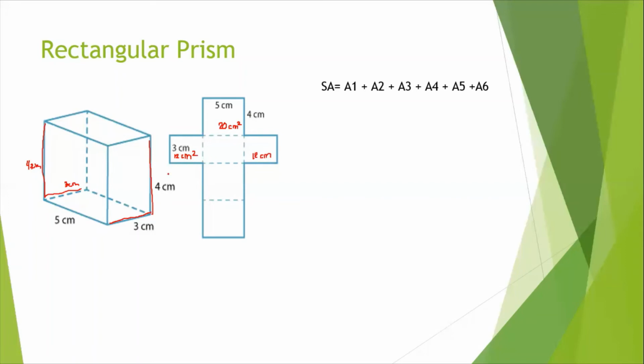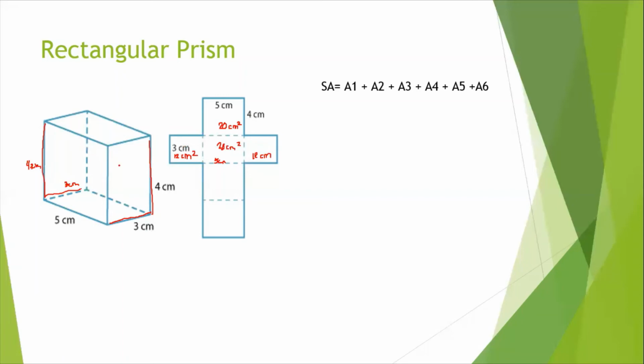Now, how about this one? This is the front part. For our front part, we have 5 centimeters times the height, which is 4 centimeters. This is 5 times 4, that is 20 centimeters squared.